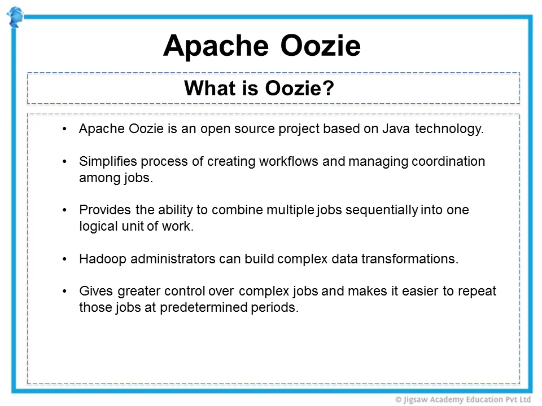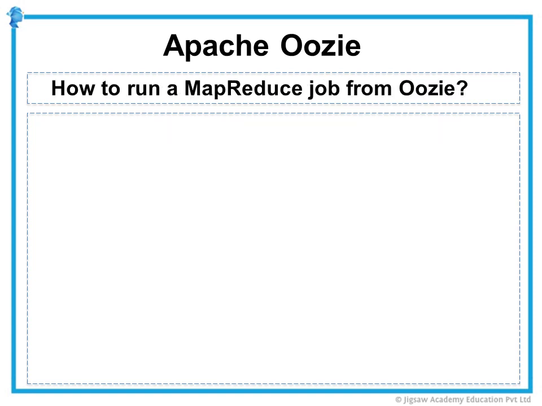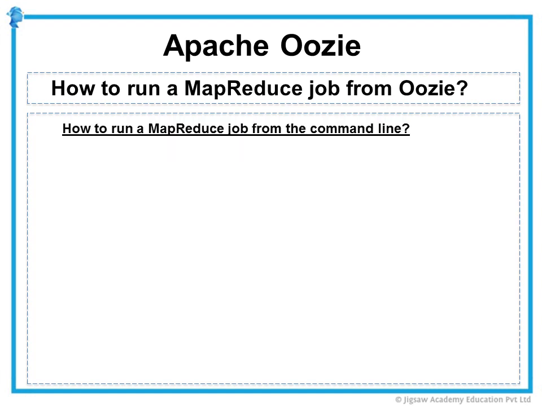So without much ado, let us go ahead and create an Oozie job and see how it works. I'll explain the concepts and a lot of related terminology as and when it is relevant. So first, let us take a very simple example of running a MapReduce job from Oozie. Okay, but before that, let us see how to run a MapReduce job from the command line.